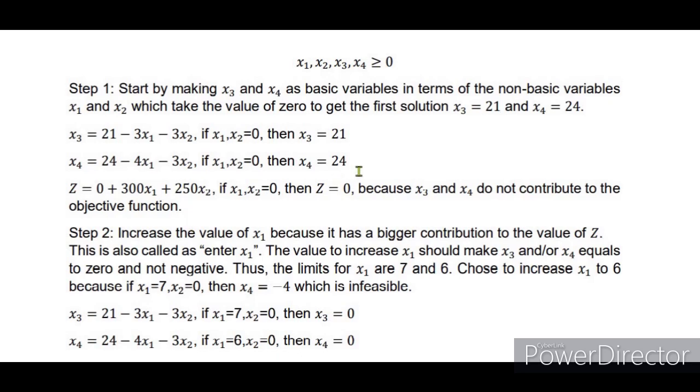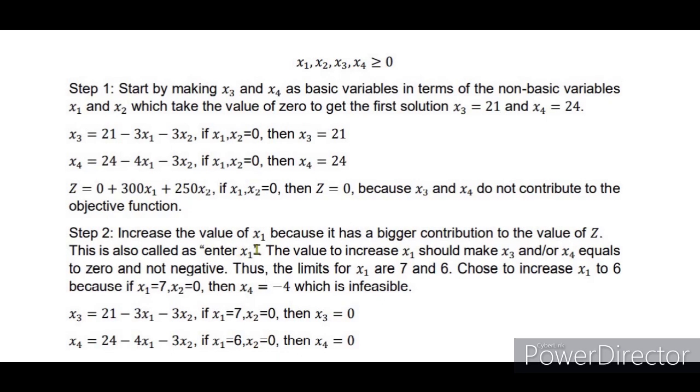With those values, we can now substitute into our objective function. So z is equal to 0 plus 300 x sub 1 plus 250 x sub 2. Since x sub 1 and x sub 2 are equal to 0, the z value must be 0, because x sub 3 and x sub 4, which are slack variables, do not contribute to the value of the optimal z. Okay, so we go now to step number 2.